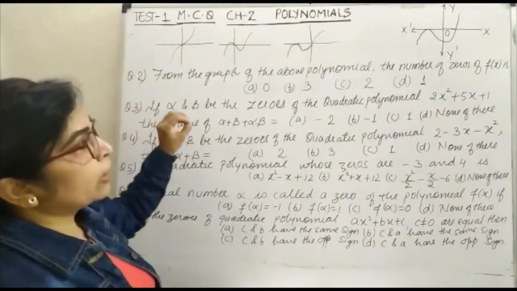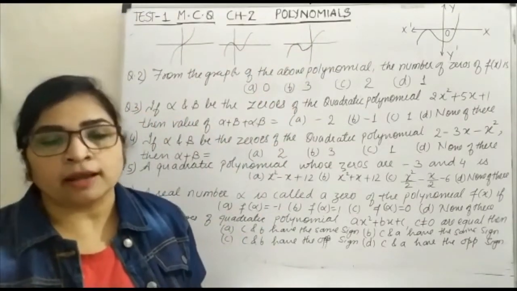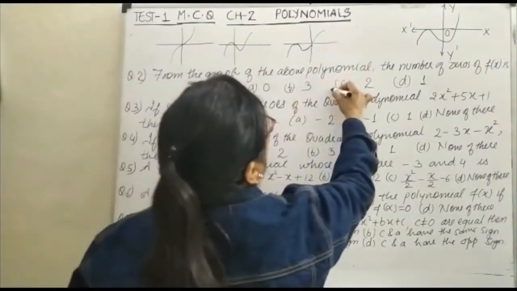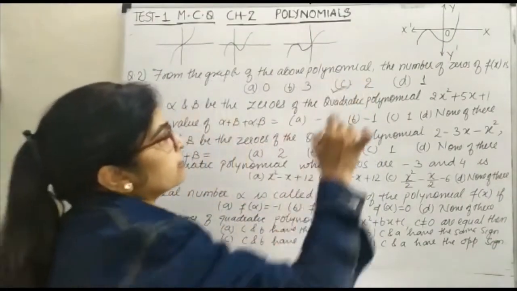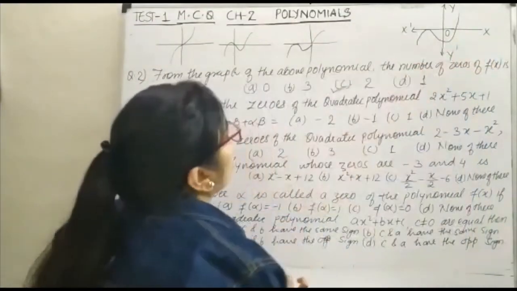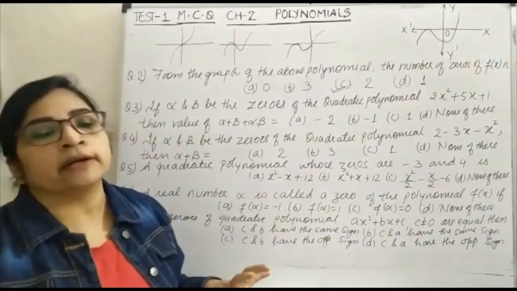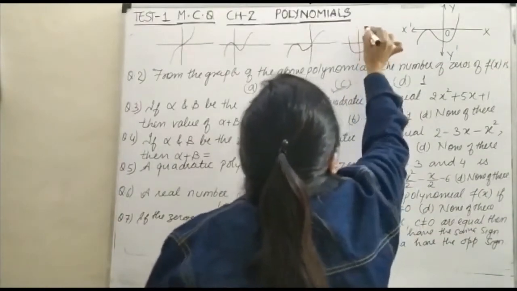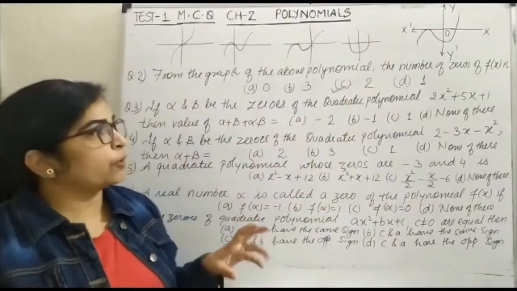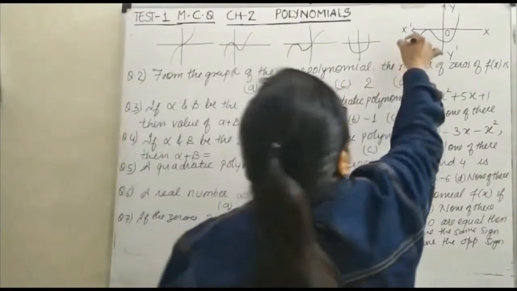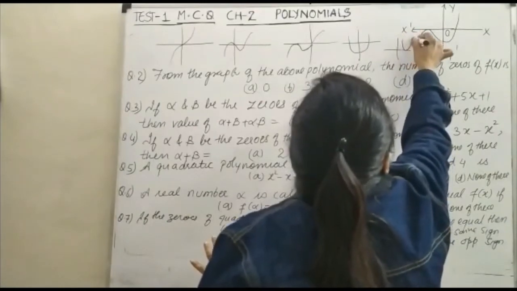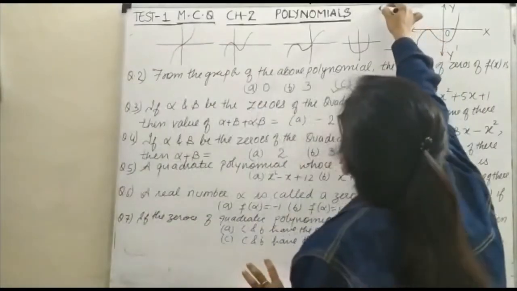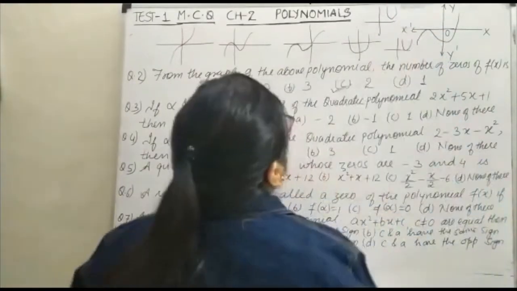So our cubic polynomial can have at most 3 zeros. From the graph it is clear how many zeros it has: 2, because you can see this is one point and this is another point. Similarly, you know about the quadratic polynomial. If a quadratic polynomial intersects the x-axis at exactly 2 points, then it has 2 zeros. Otherwise, when it touches the x-axis, it has 1 zero. And when it does not intersect the x-axis, it has no zeros.